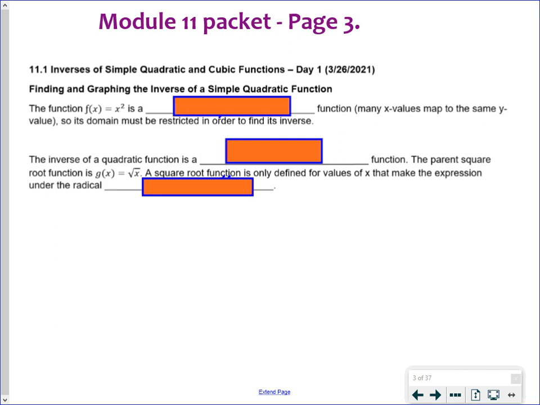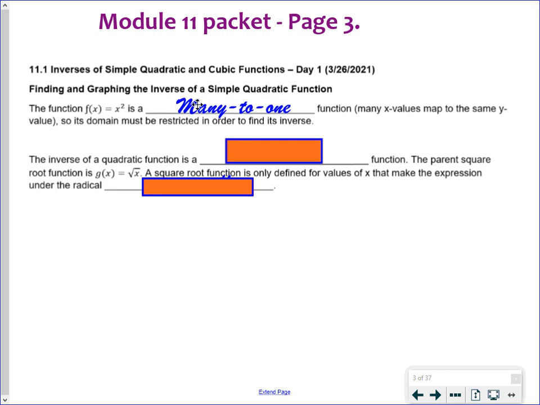How's it going, guys? Today in this video, we're going to be going all over Module 11, Day 1, or 11.1, Day 1, inverses of simple quadratic and cubic functions. But mainly, in this video, we're going to be talking about quadratics. But anyway, the function f of x equals x squared is going to be called a many-to-one function.